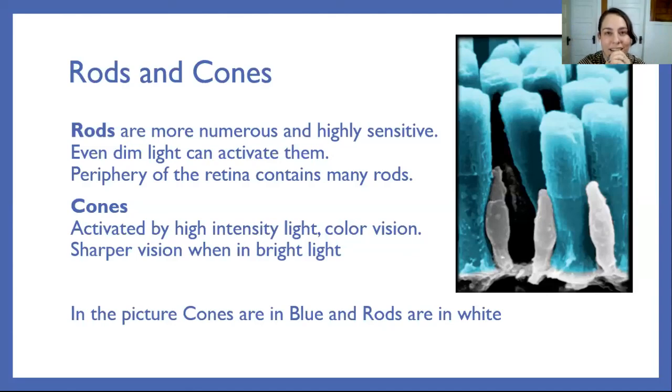Your cones are activated by high intensity light. They are where you get your color vision from. The sharper the vision, the brighter the light. If we're in very dim light or dark light, you're not going to be able to see very sharply. You're basically just using your rods. So if someone can only see in black and white, they're pretty much just using those rods. Their cones aren't able to function properly. Now in this picture on the side, the cones are in blue, and they're much larger than those small rods in white that only come about halfway up.